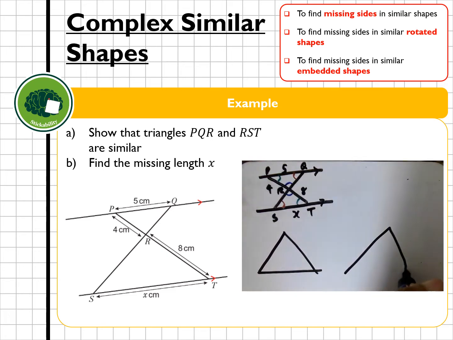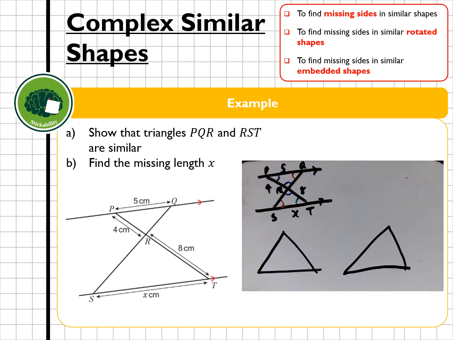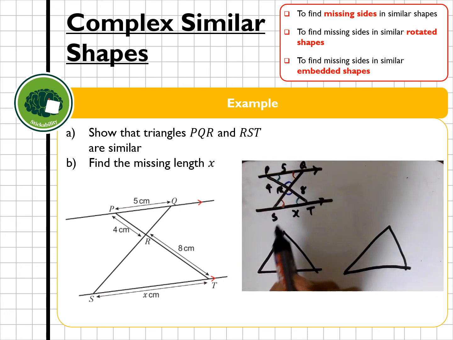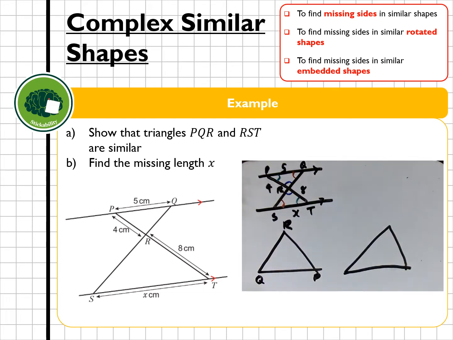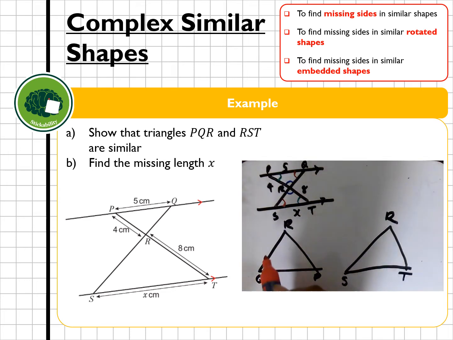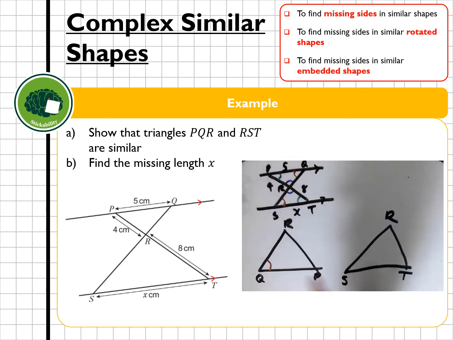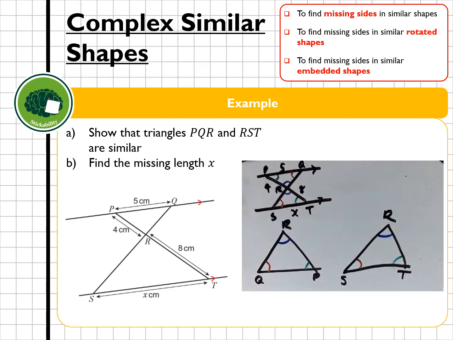and label the information that I have. So to begin with, if I start with the top triangle, I know that I've got R, Q, P, and the bottom triangle has R, S, T. Now to help me, I'm going to put the colours back on here again. So I know that angle Q is the same as angle S. I know that angle T is the same as angle P. And obviously I know that angle R is the same as angle R.